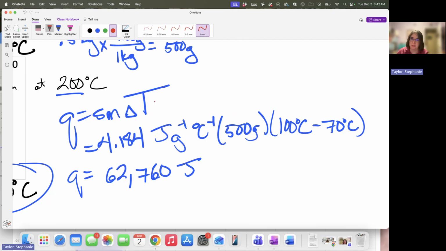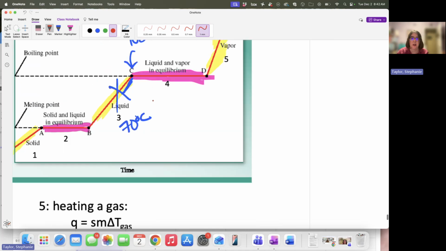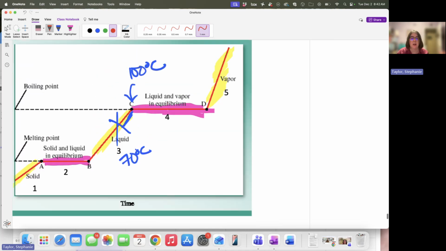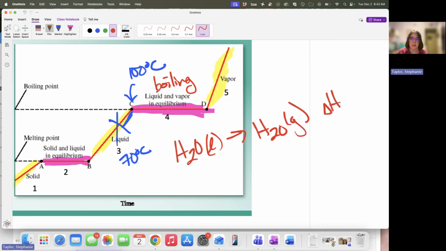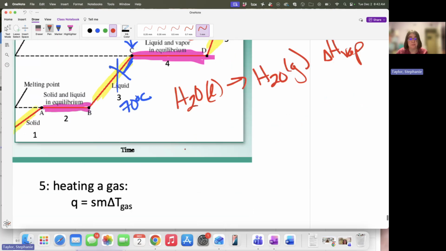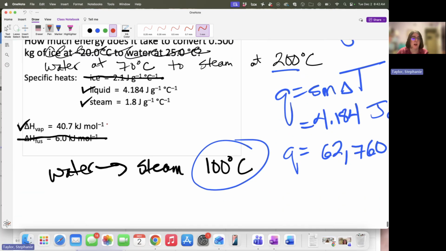So next up, we're going to take a look at my graph. Now I'm in this in-between thing, but this is boiling. So the boiling thing is what needs to happen next. For boiling, I'm going from liquid water to gaseous water, and that's going to come with a delta H of vaporization. That was given in the problem. So the problem gave me a delta H of vaporization. This is in kilojoules, also per mole.